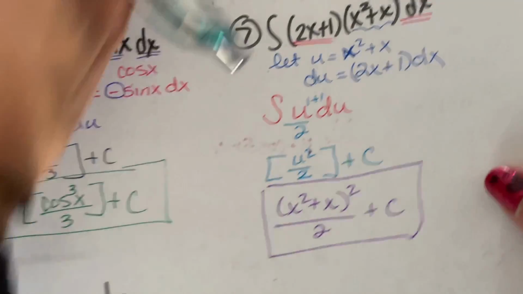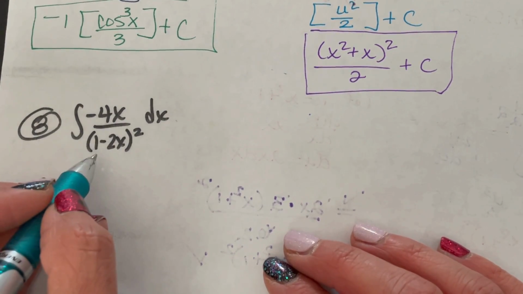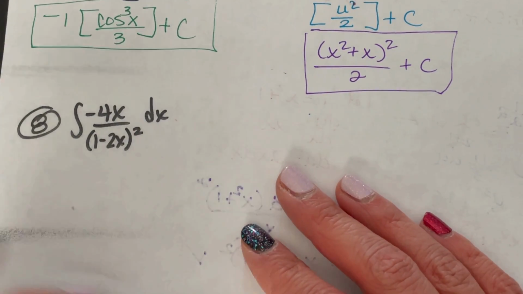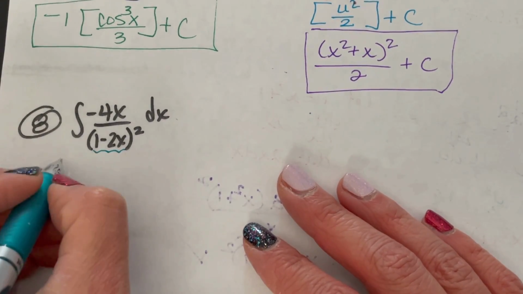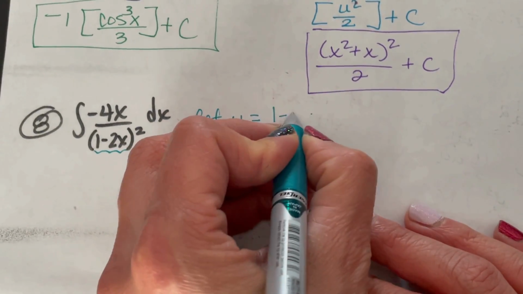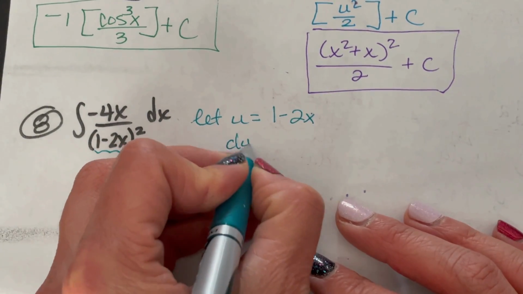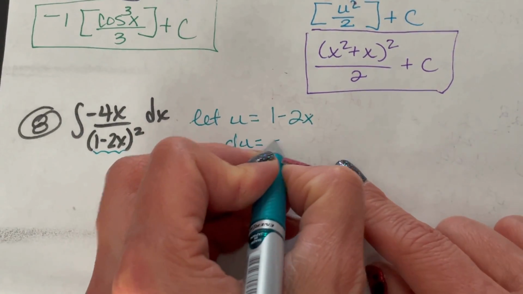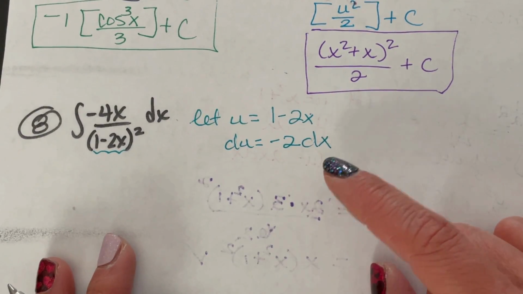Number 8, last one, almost done. We have the integral of negative 4x over 1 minus 2x quantity squared dx. And I know it looks crazy, but remember, the thing that's squared is usually our u, and in this case it is. So we're going to let u equal the 1 minus 2x. Remember, not the squared part, just the stuff inside the parentheses there. And then when we take the derivative, we'll get du equals, derivative of 1 is 0. Derivative of negative 2x is just a negative 2. And then remember, we have to multiply by dx, so negative 2 dx.